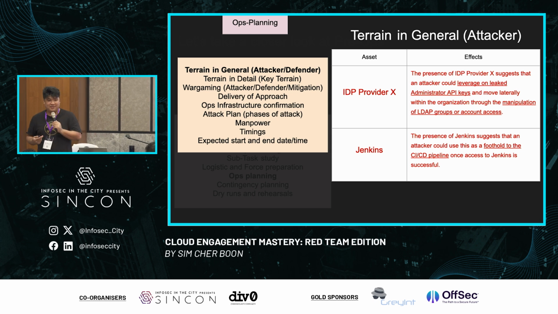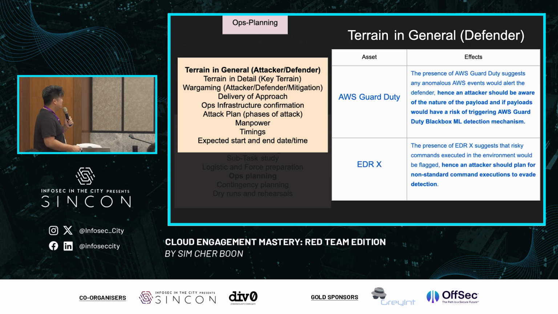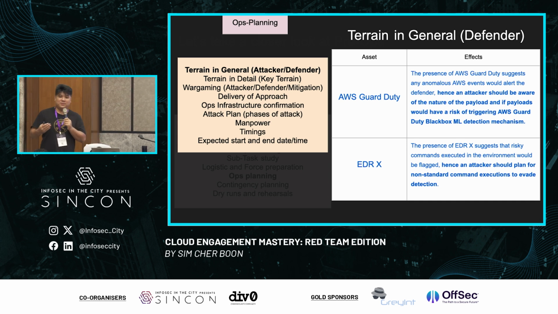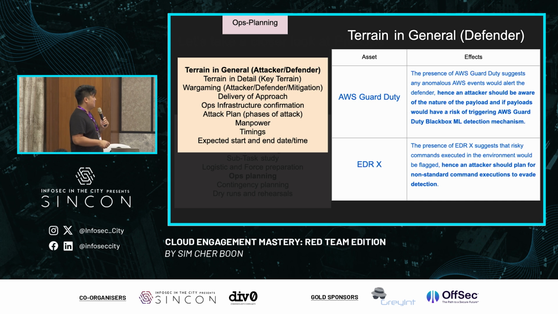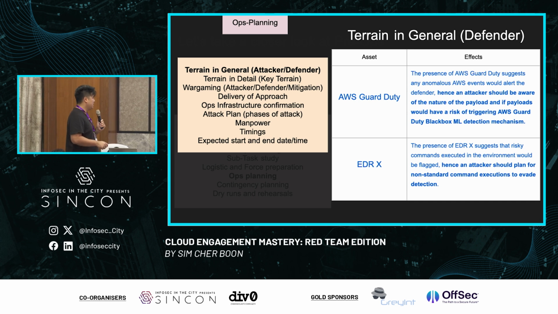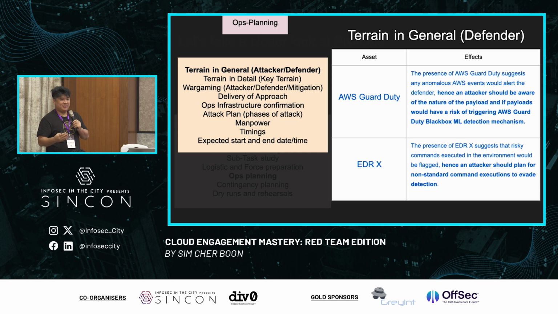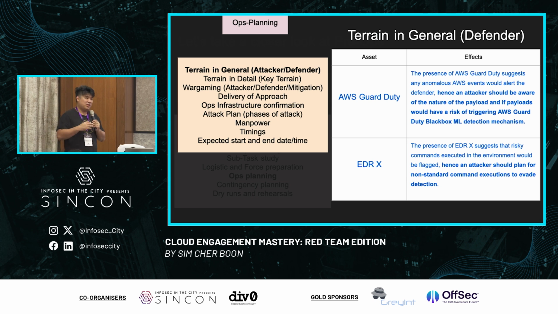So when there's an attacker, there's also a defender. So you must also think, okay, the terrain also has AWS GuardDuty. What can a defender use this as its advantage? Its effect is that the presence of GuardDuty suggests that any events will be detected. GuardDuty has published what it will detect, how it will detect, and in what scenarios. And you can also pay for your own and use it for free, and then you will see what will be detected in what scenarios. Because of this, you have to be aware of the nature of your payload, and if you risk triggering GuardDuty, you need to change your payload a bit.